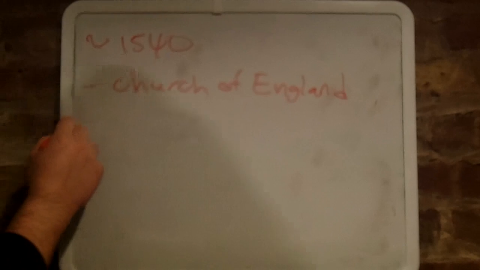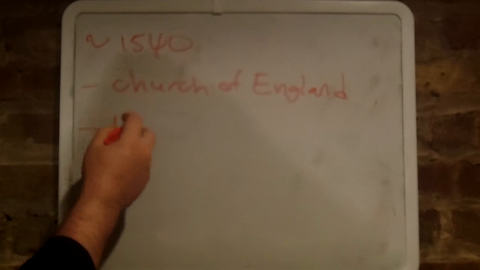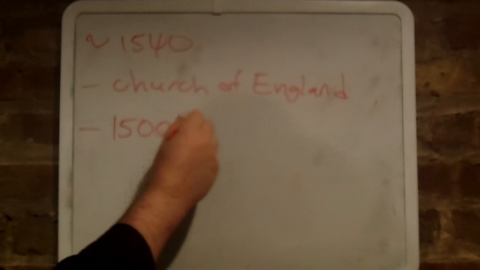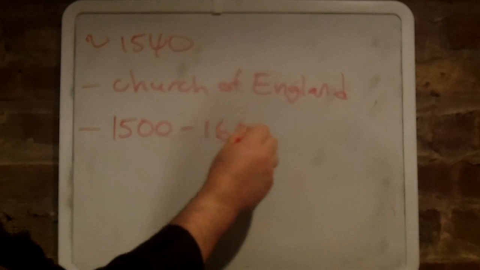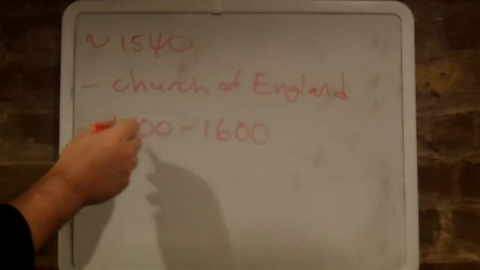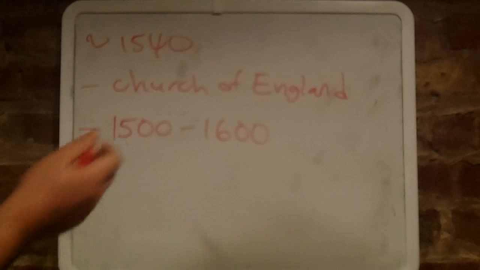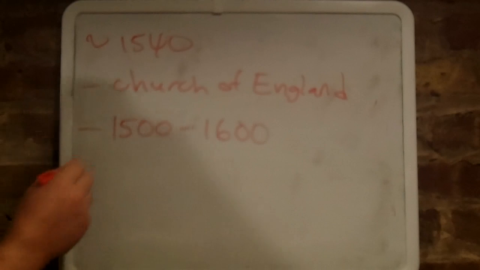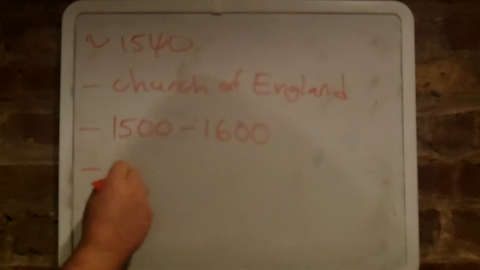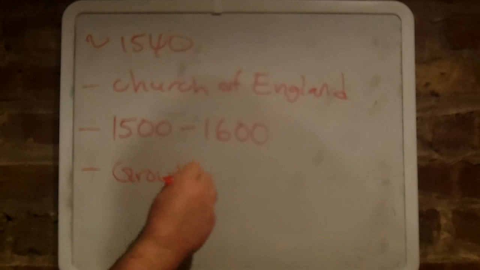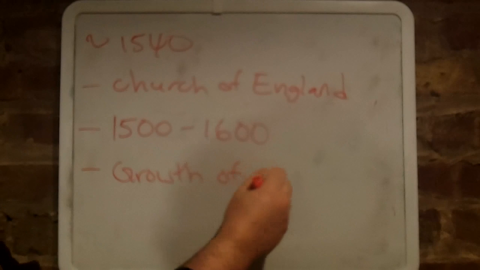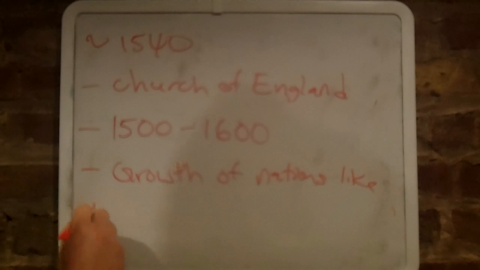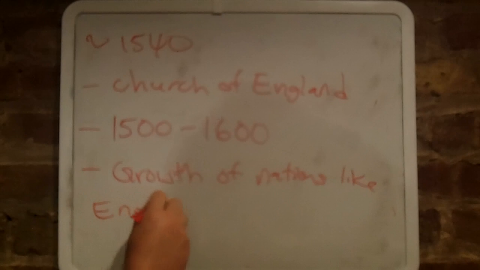So this takes us to about the years, we'll stick around in the general vicinity, about 1500 to 1600. The Middle Ages were pretty much over by the year 1500 with the advent of the Renaissance. So from 1500 to 1600, this was characterized by the growth of nations like England, France, Spain.